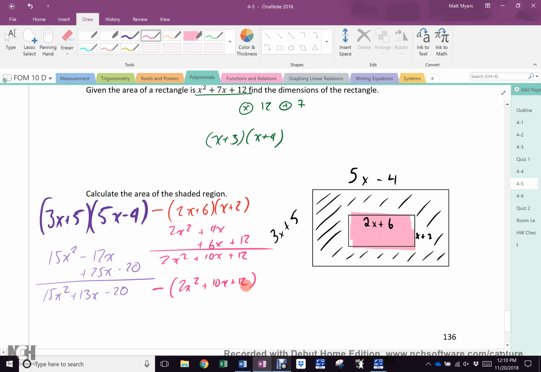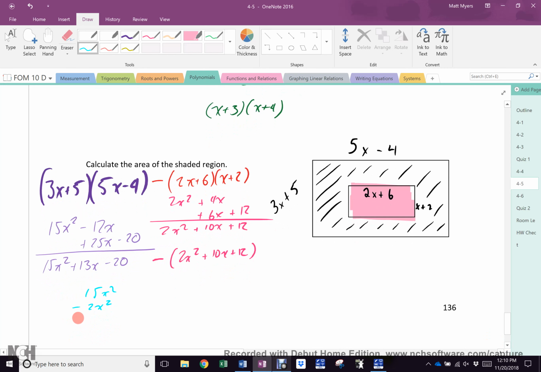Now, how do I do the subtraction? You subtract 15x squared minus 2x squared to get what? 13x squared. Then 13x minus 10x is 3x. And then negative 20 minus 12 is negative 32.